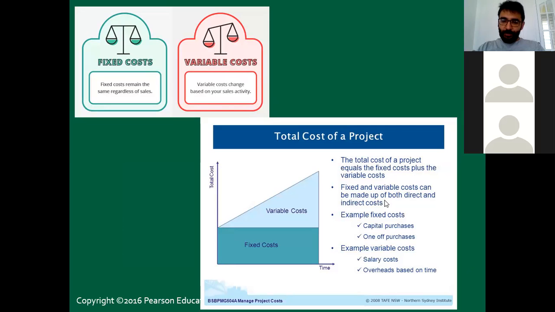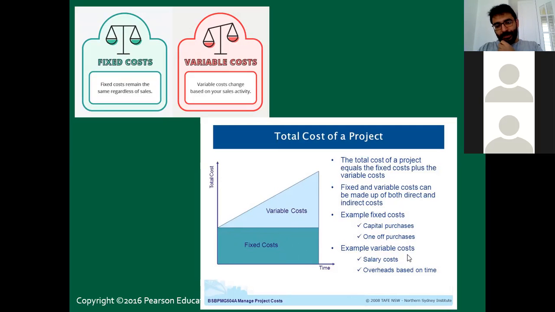Fixed and variable costs can be made up of both direct and indirect costs. They could both create these costs. So, for example, if your cost does not change during the project time, we call it a fixed cost, as you see in the graph here. But while you go on in the project, if these costs are increasing, we call it a variable cost.